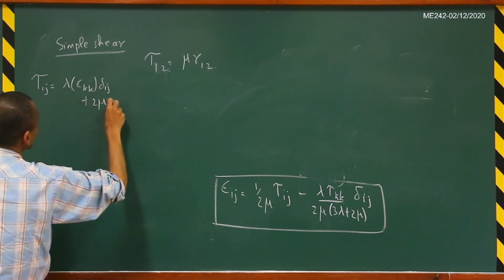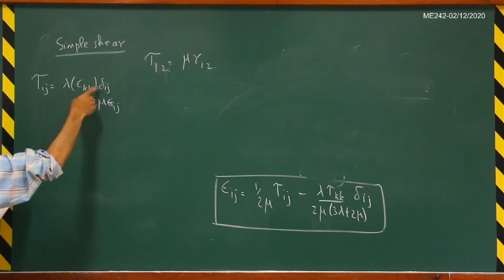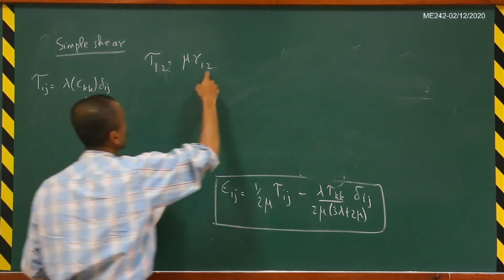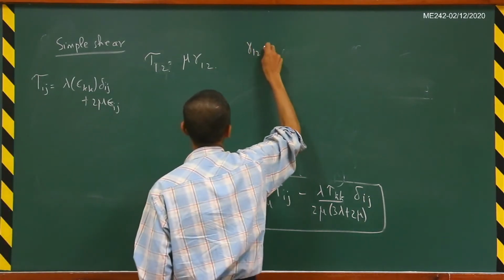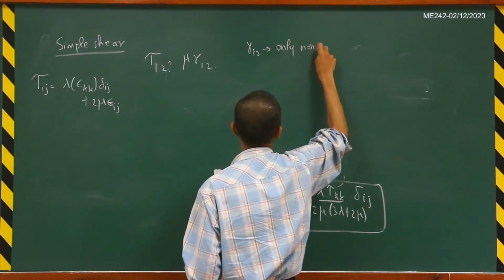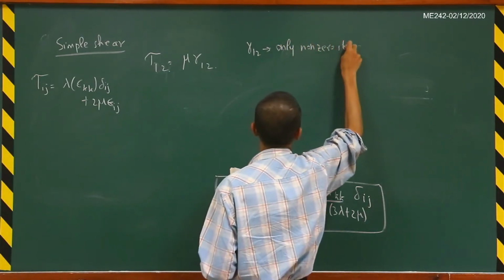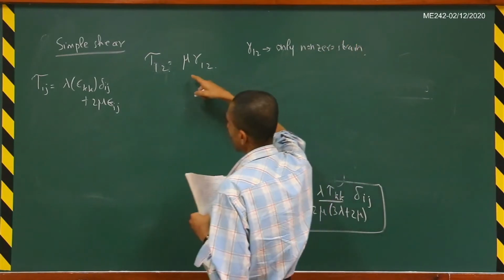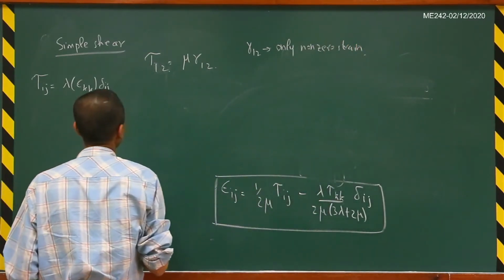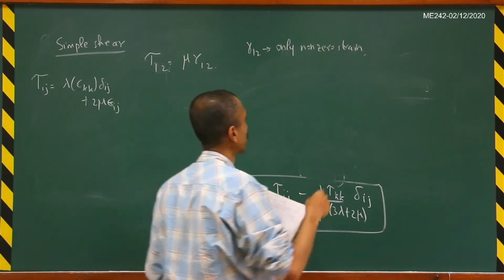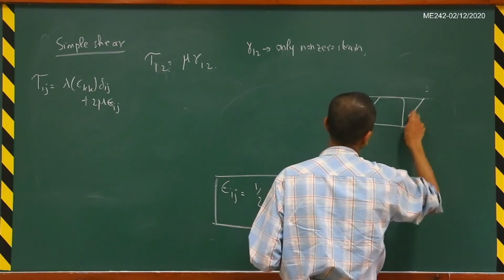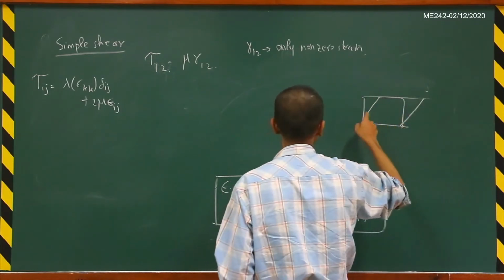Correct? So in this particular case, all the normal strains are 0. So gamma 1, 2 is the only non-zero strain in this case, and so this is what you will get as the only non-zero stress. So this is just like a block. You can imagine that this is a block, and then you are shearing it, right? So this is your simple shear. We saw that last time.